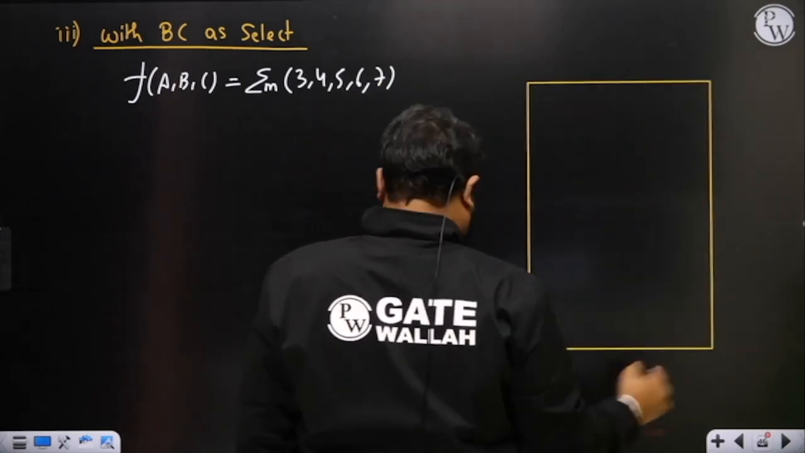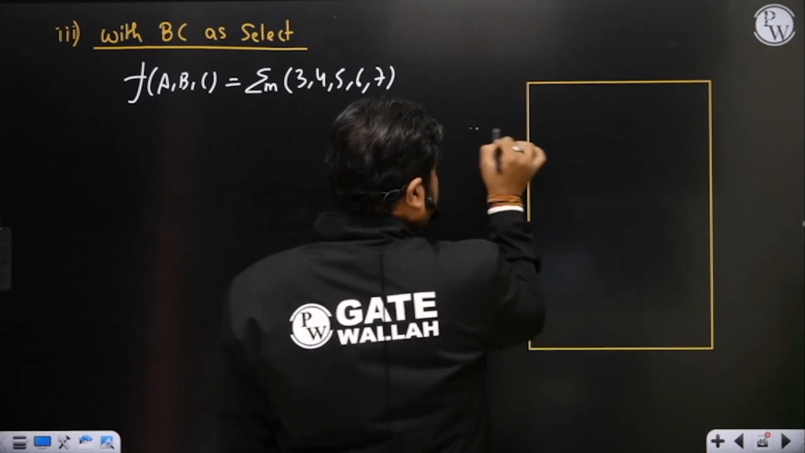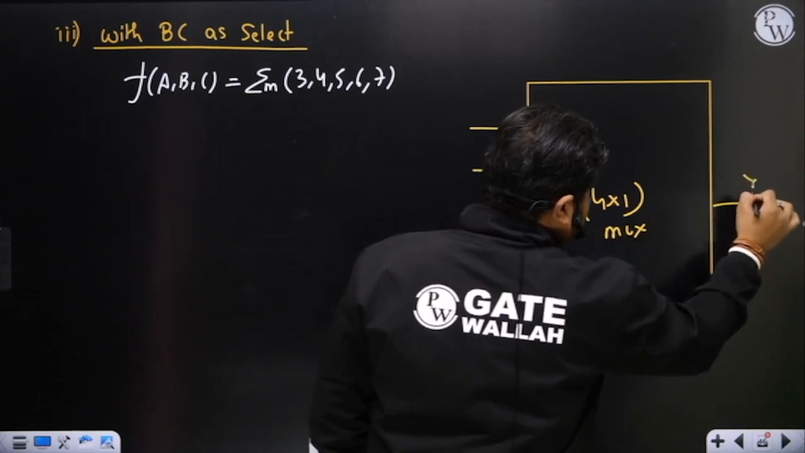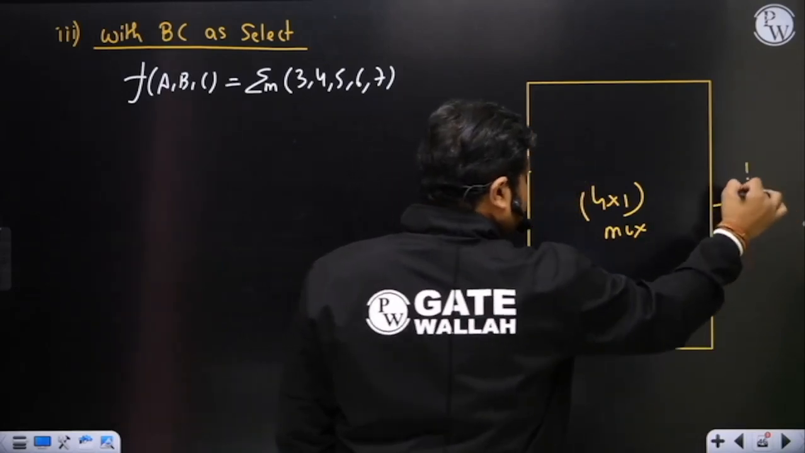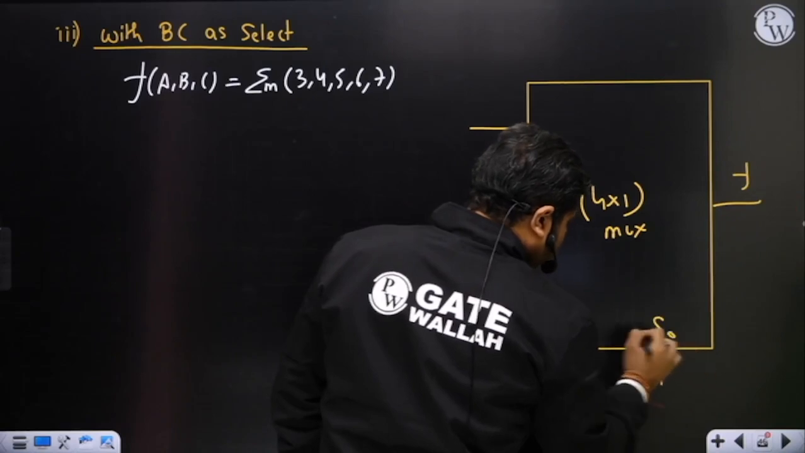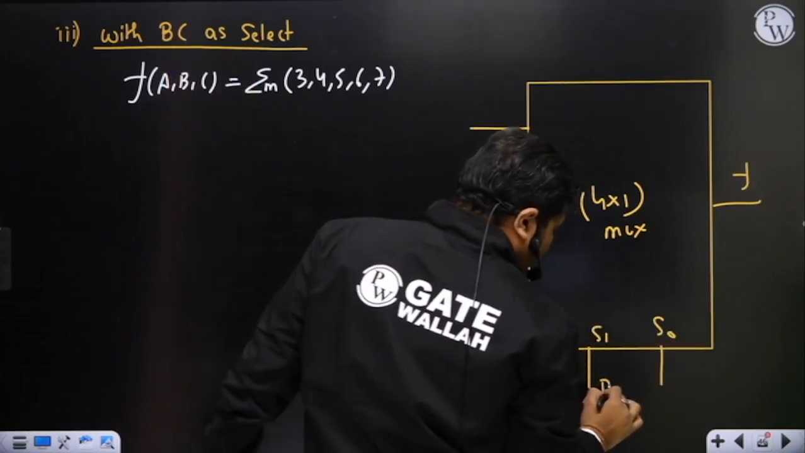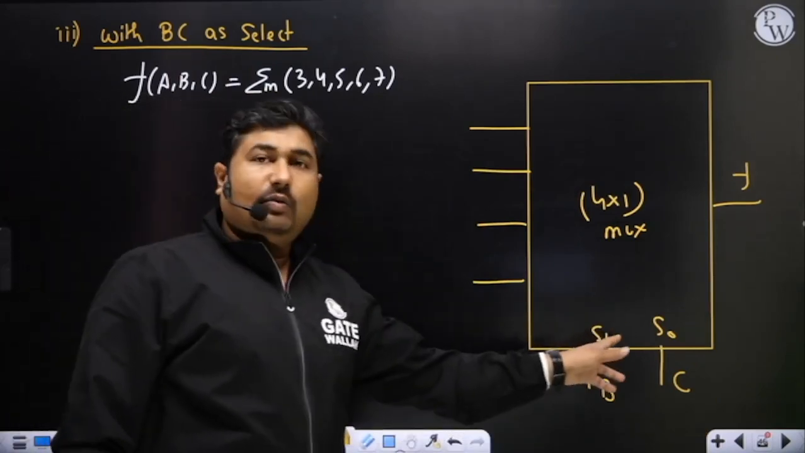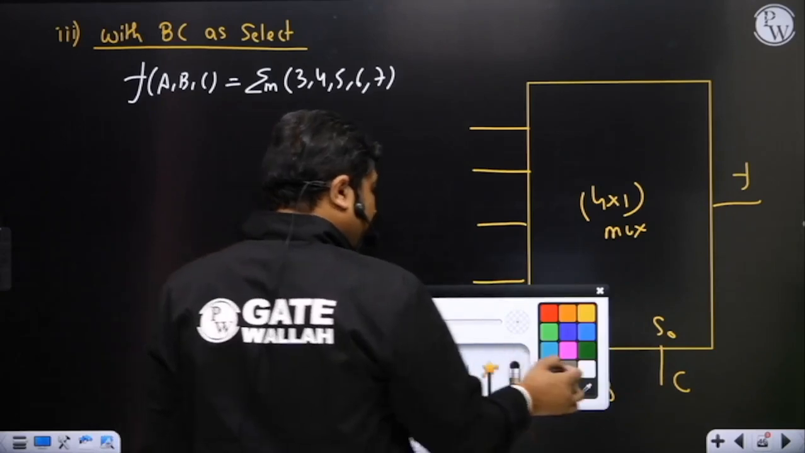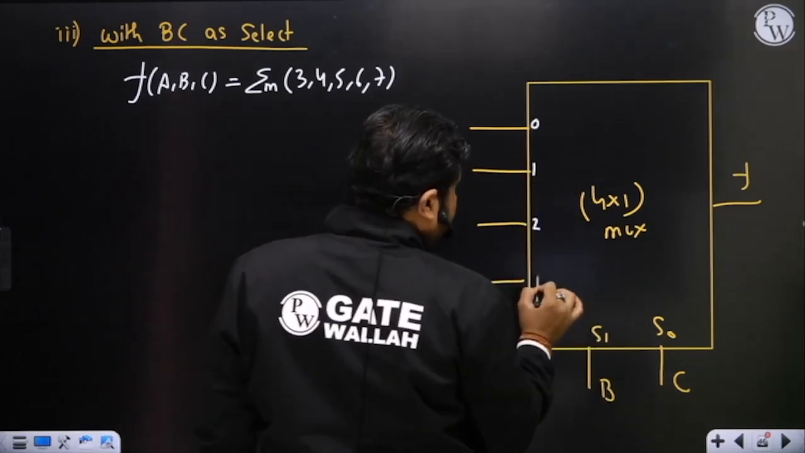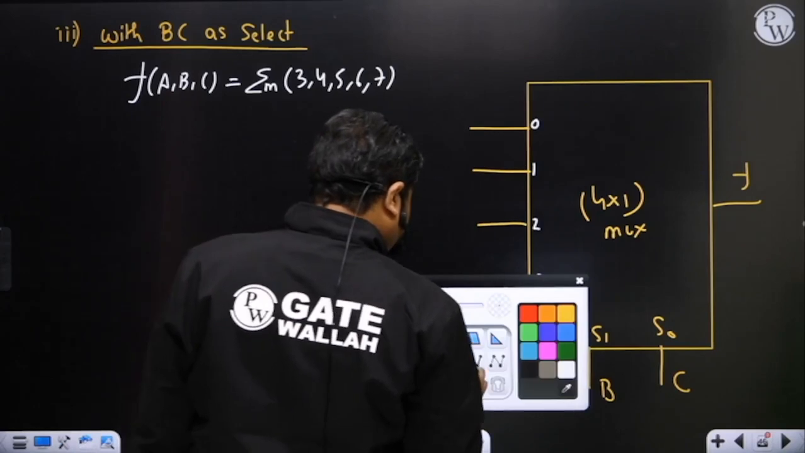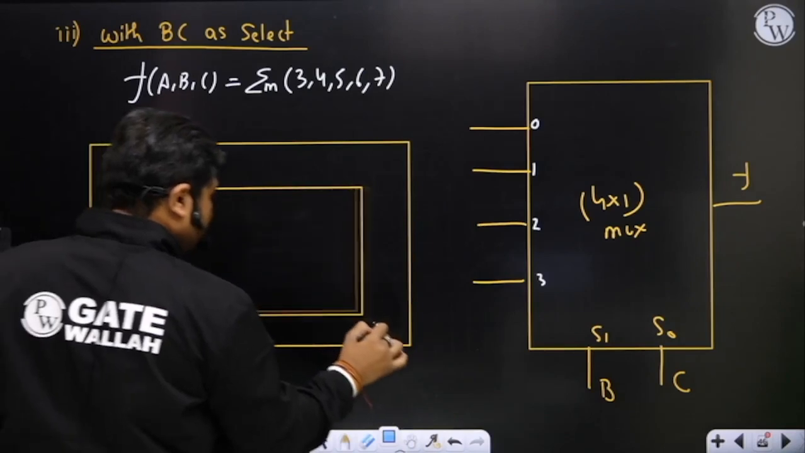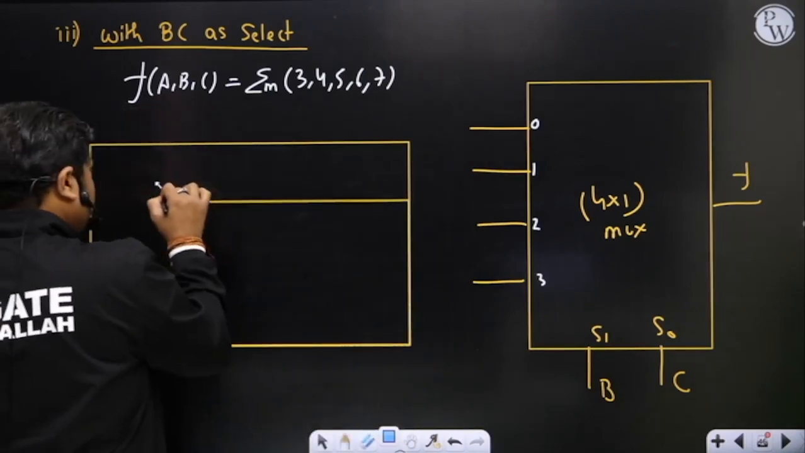Sir, we know how to connect the input lines in case of a 4 cross 1 mux. Yes sir, I want the output function f onto the select line. We have to choose B and C, which one is MSB and which one is LSB. You have to take care of that while connecting S1 and S0 pins. Then I0, I1, I2, I3. So I'm going to list the input of mux in two different rows.